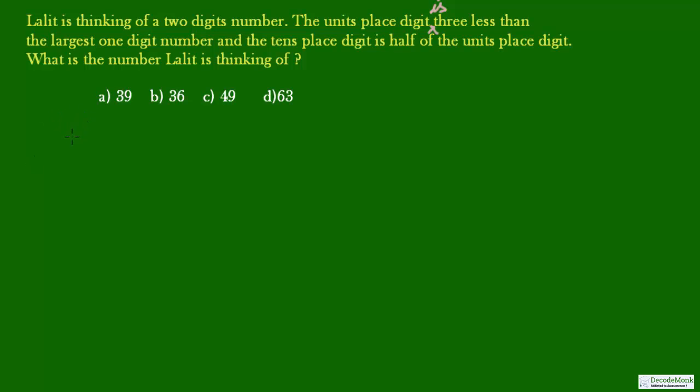Lalit is thinking of a two digits number. The units place digit is 3 less than the largest one digit number, and the tens place digit is half of the units place digit. What is the number Lalit is thinking of?